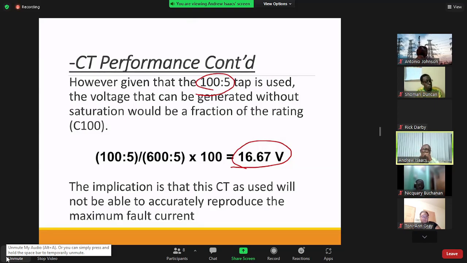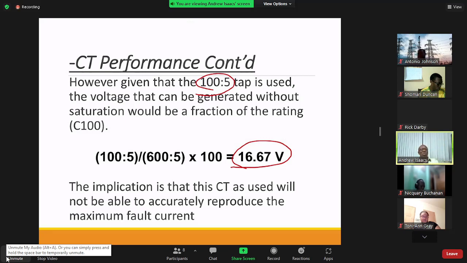Don't worry if you don't get that. Let's continue with the analysis. So we just took 100 to 5 out of that, eh? We just pulled that out of in here.